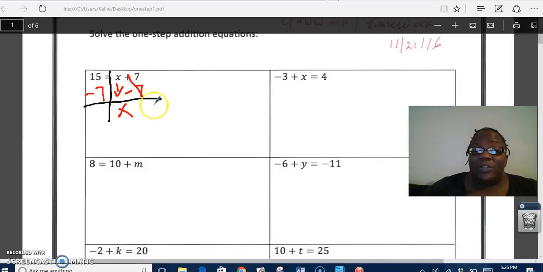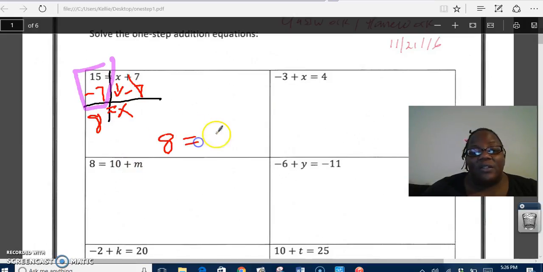But remember, what you do to this side, you have to do to this side. So I subtracted 7 on this side. You see this problem? So just subtract 7. 15 minus 7, guess what? Is 8. And just bring your equal sign. So my answer is 8 equals X, or X equals 8.